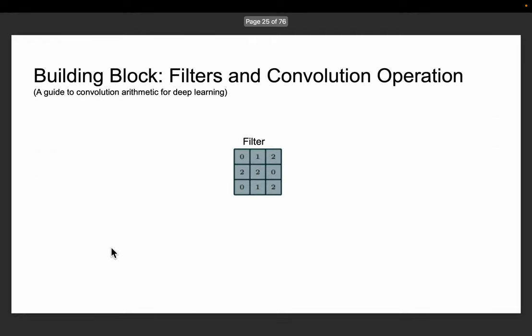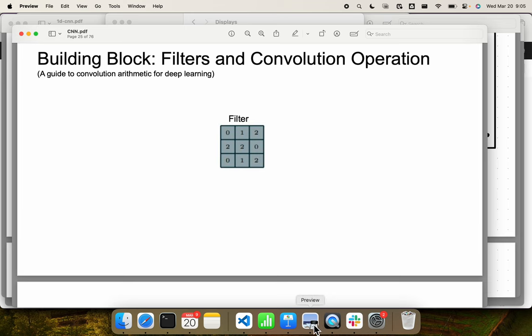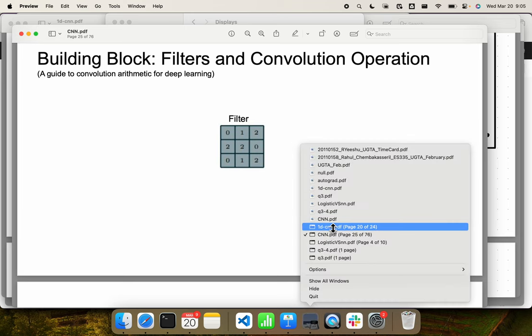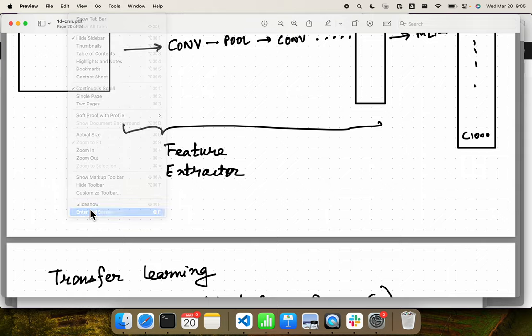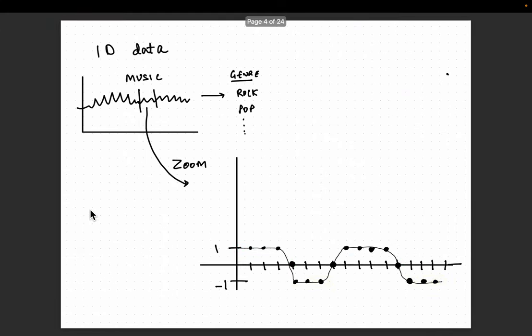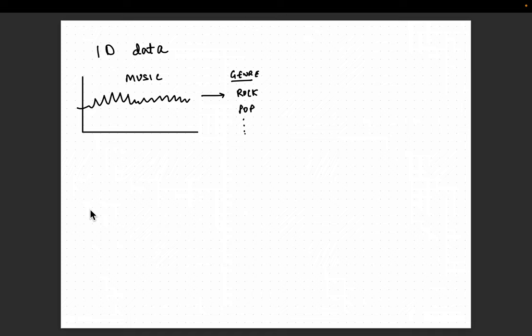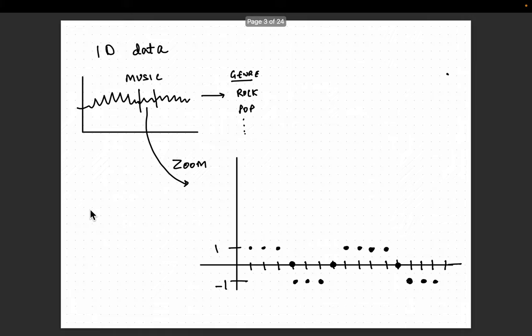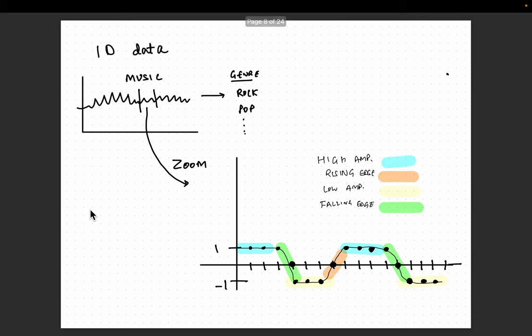So all of these are useful features which will be able to distinguish between the different classes of objects. At this point, we went on and said that let's first try and understand the problem from a 1D dataset perspective. We said that if we have a music genre classification problem, it's a 1D time series signal. We want to classify it across the different genres. We can take the time series, and in this case, we're zooming in. And we have made a very simplifying assumption that it consists of only plus ones, zeros, and minus ones. There are only three levels. We want to build feature detectors which can tell you the low amplitude regions, the falling edges, the high amplitude regions, and the rising edges.